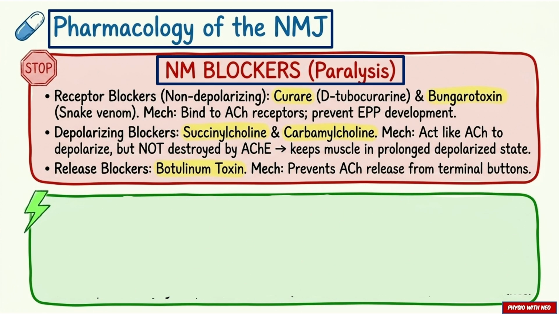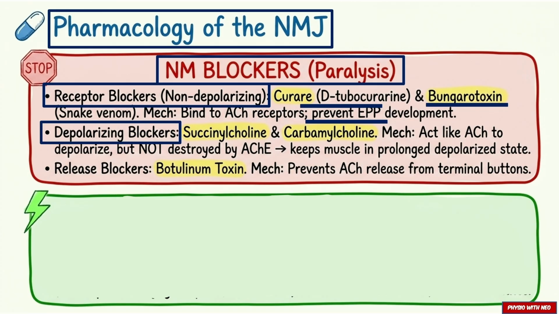Neuromuscular blockers. These block the neuromuscular junction in 3 ways. First, the receptor blockers. Here drugs like curare and bungarotoxin bind to the acetylcholine receptors and prevent the end-plate potential development. Second are the depolarizing blockers. Drugs like succinylcholine and carbamazepine act like acetylcholine, but they are not destroyed by acetylcholinesterase, so they keep the muscle in a prolonged depolarized state.